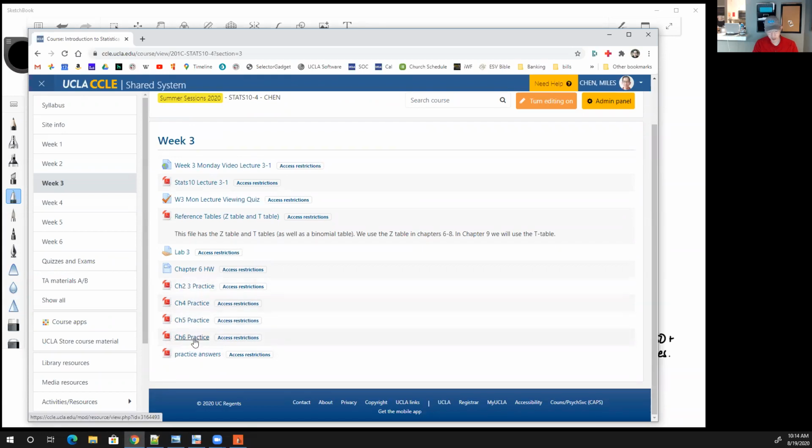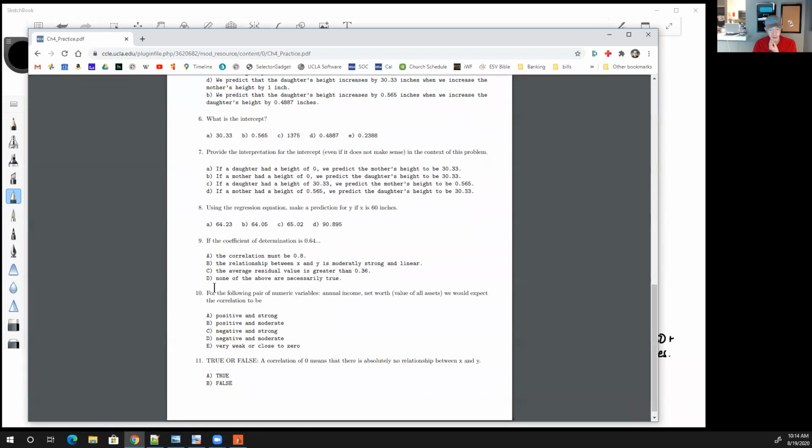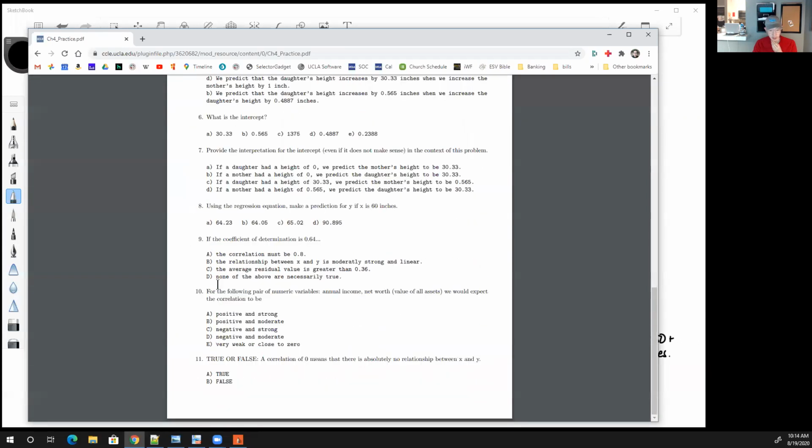Which file are we talking about? Chapter 4, sure. And question 10, okay. All right, so question 10 says, for the following pair of numeric variables, annual income and net worth, value of all assets, we would expect the correlation to be... okay, annual income and net worth.